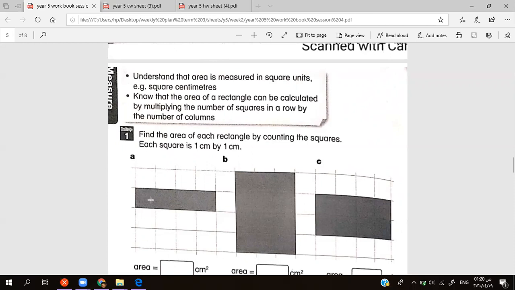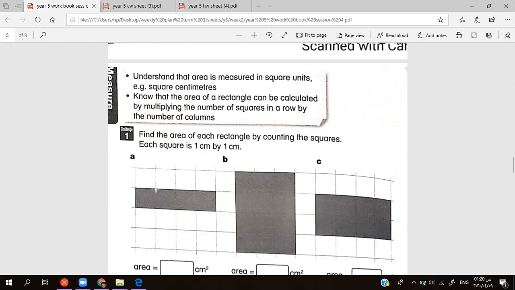Now, in this example, I need you to open page 222. Pause me and open page 222 and then come back. Okay, the first thing: the area is the inside of the shape, all the covered part inside the shape.